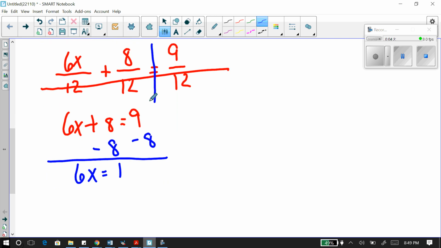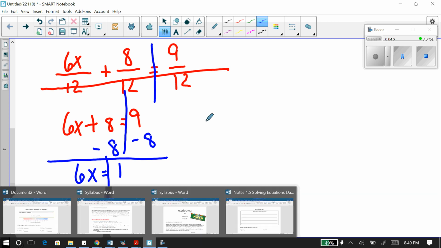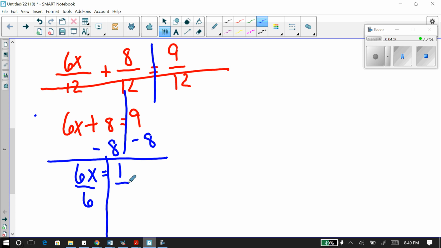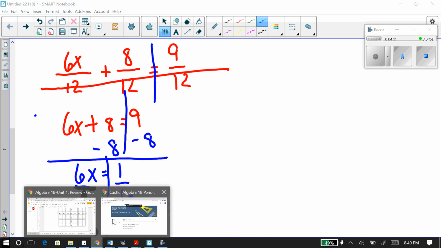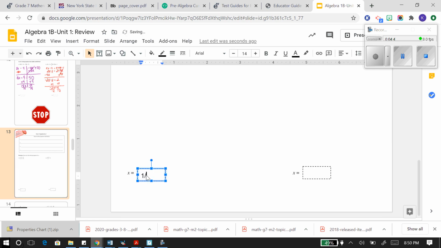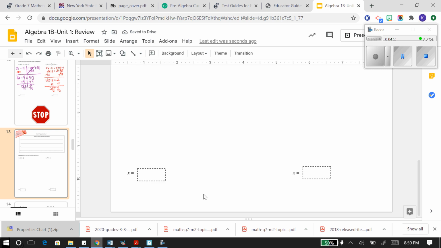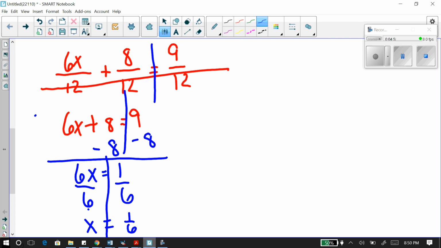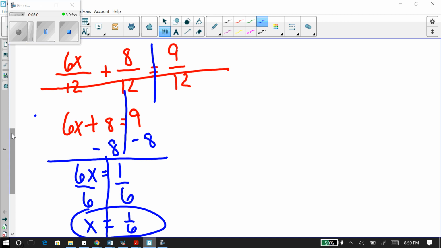Again, if you like to do the line, you can most certainly do that. Divide by 6, divide by 6, and let's leave it as a fraction, 1/6. And I have you type the answer in. So when you type the answer in, you can type 1 divided by 6, 1/6. Okay? So 1/6 is my answer. And that's all you do. Let's try another example together.